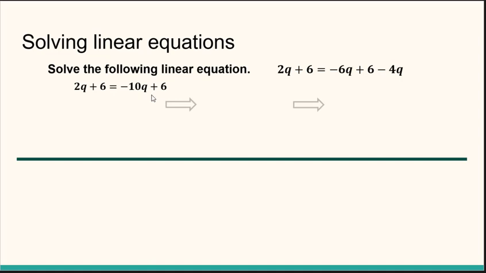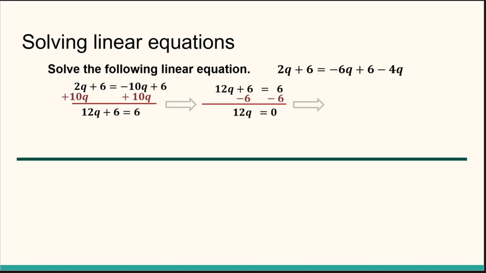So you know what I want to do next is I want to move some q's around because I want them all on one side. So I can either move the 2q or the minus 10q. I'm going to choose to move the minus 10q because that way I can add 10q to both sides. I can get positive q's. I'll have positive 12q plus 6 equals 6. Next thing I'll do is I'll move that plus 6 that's over there on the left. I'll subtract 6 from both sides, leaving me with 12q equals 0.